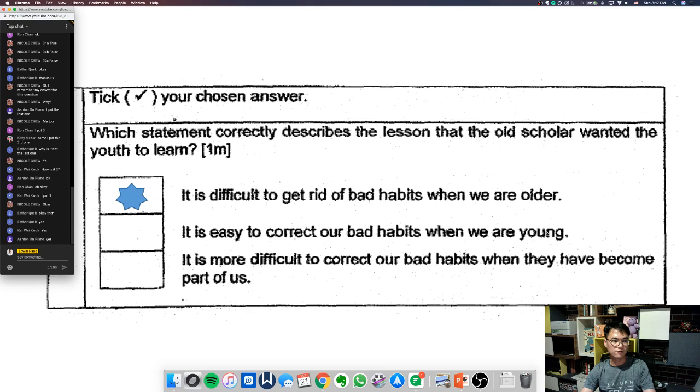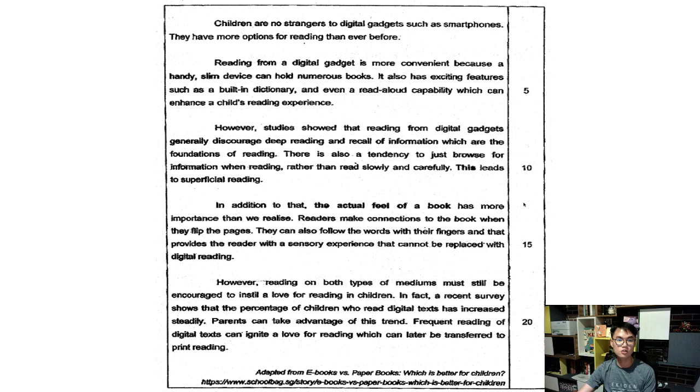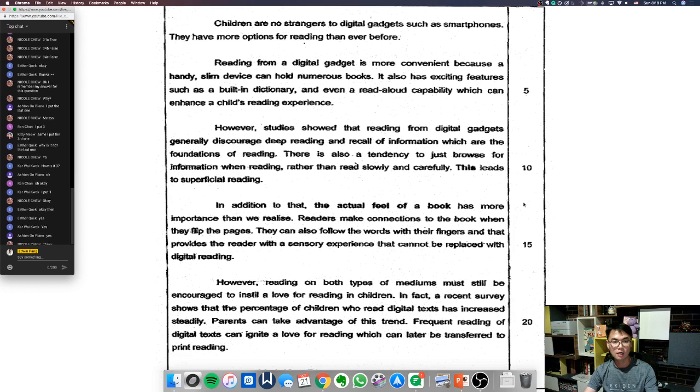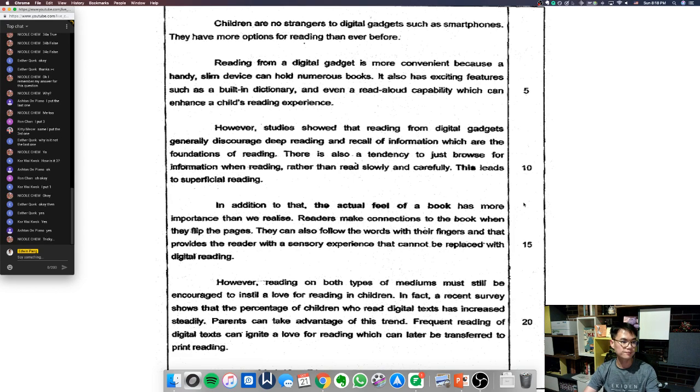Okay, wonderful. Okay, let's move on now to the next passage, okay? And remember, I'm trying to do this a little bit faster so that I won't keep you guys up on a Sunday night, all right? So very quickly, let's move on to the next passage, okay? So this is about digital gadgets like smartphones and tablets to read books, okay? It's about reading on digital gadgets, okay?